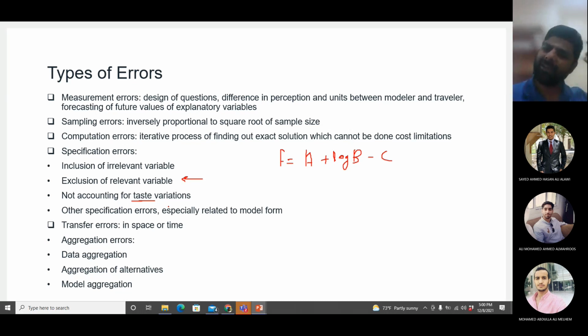Similarly, you may have very few people who are walking, and very few people who are taking a bicycle. So you may say both of them require physical effort and will be done by fit, young people. Why don't I merge them? So this is aggregation of alternatives: aggregating the choices of the people, choices which are similar to each other and for which, if you keep them separately, you will not get many responses. Then model aggregation. You take a model from one part of the world and try to apply it to the other part of the world. That is the model aggregation error.